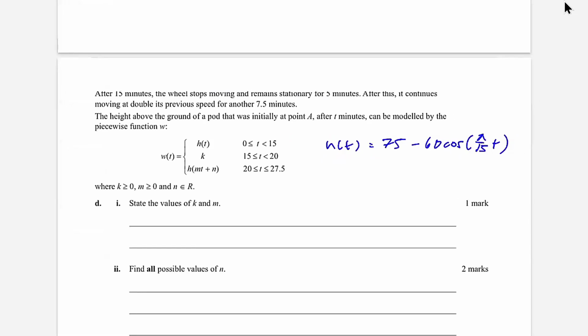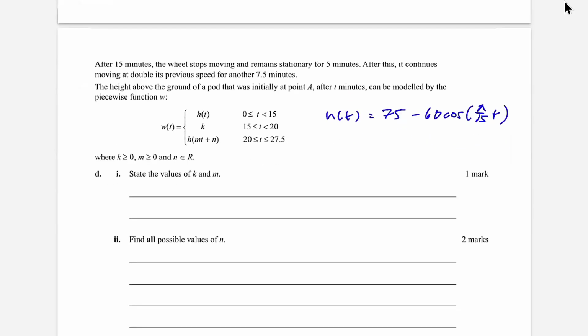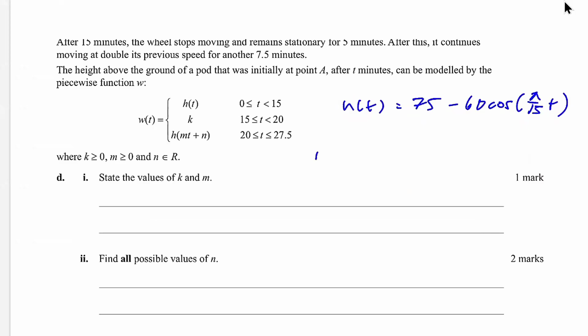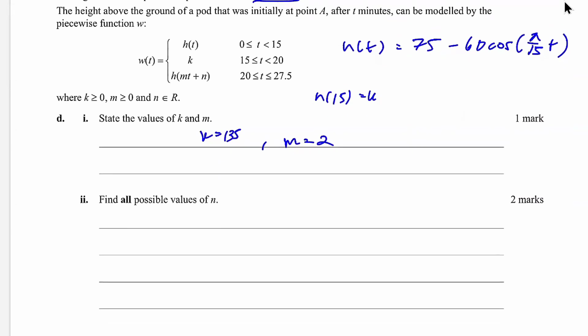And obviously we know if the Ferris wheel is moving around, our W of t has to be a continuous function because if it wasn't continuous, the carriage doesn't work. So h of 15 should equal k. So you get k is 135. And then if it's going 2 times faster, then we've dilated by a factor of 2. Therefore, m is 2. So that's fine.